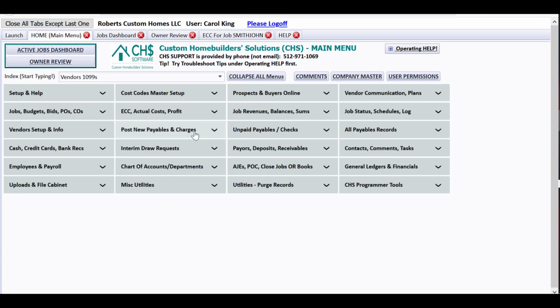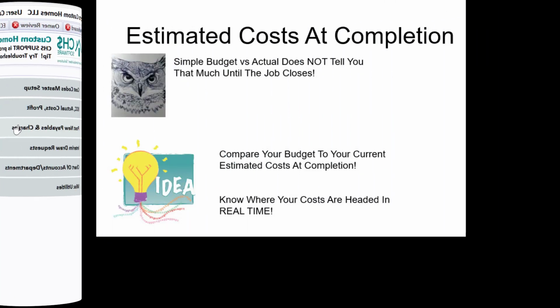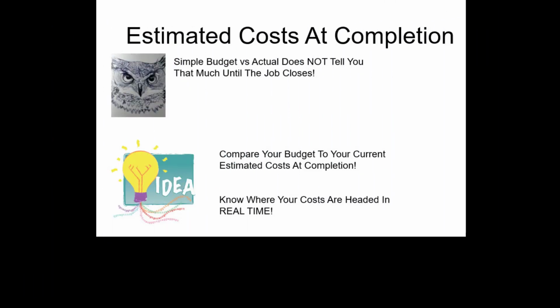So as soon as the bookkeeper enters a bill that is a job cost, it is showing up on the ECC and affecting it. Also, as soon as you enter purchase orders, it's showing up on the ECC. But you're not integrating with anything else. It's just all happening at one time. So I keep saying the words estimated costs at completion, and you may be wondering, what exactly does that mean? Because it's kind of a mouthful.